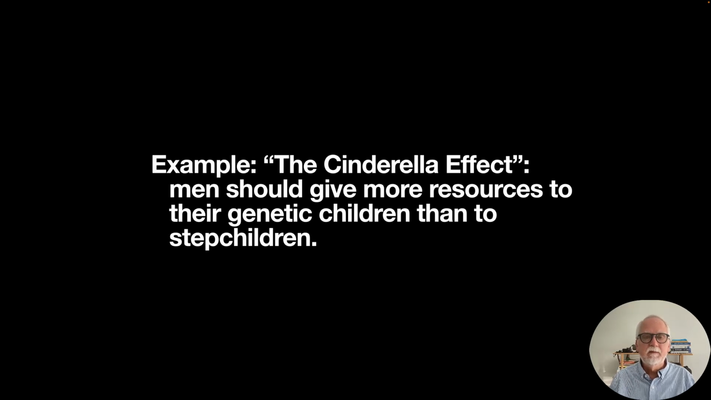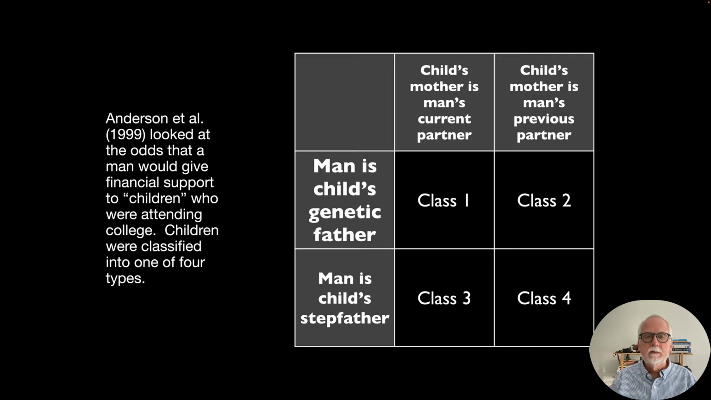And this is a fairly straightforward study. What you can see is that Anderson et al. looked at the odds that a man would give financial support to children who were attending university. And the children were classified into one of four types. The first way you could think of this is whether the man is the child's genetic father or the man is the child's stepfather. And then the other, what we see up there at the top, is whether the child's mother is the man's current partner, or the man's previous partner. And so we have these four classes: class 1, class 2, class 3, class 4.